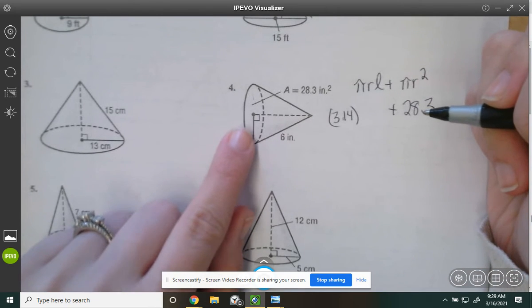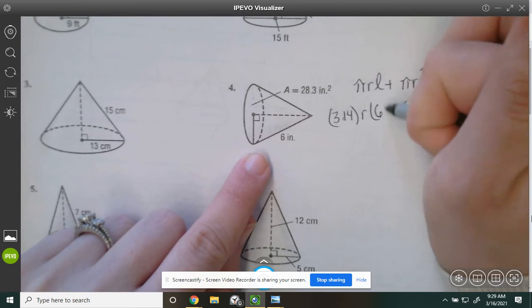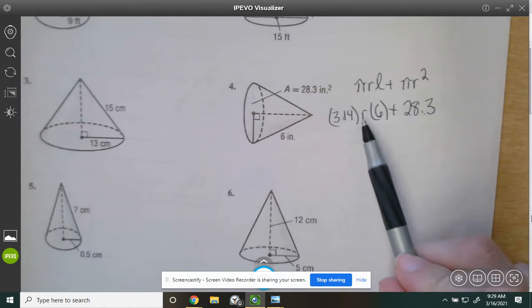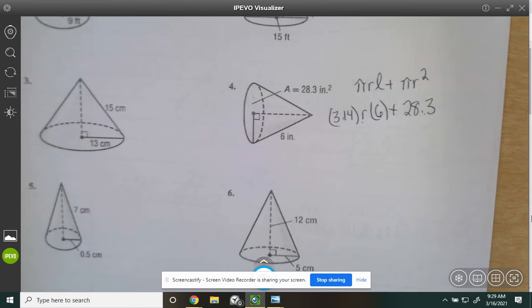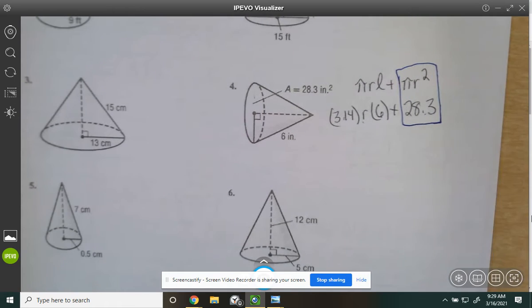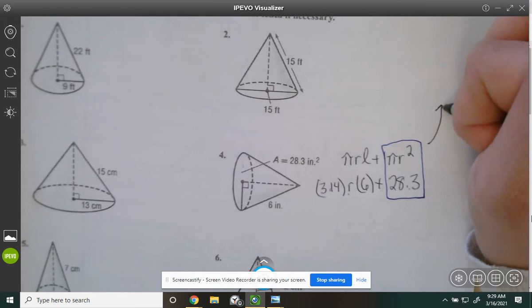Do I know what my radius is? No, my radius is just r. My slant height is 6. So this is great that it tells us the area. However, we don't know the radius. So we have to take this part right here and set them equal to each other and figure out what r is. So I'm going to do that up here.